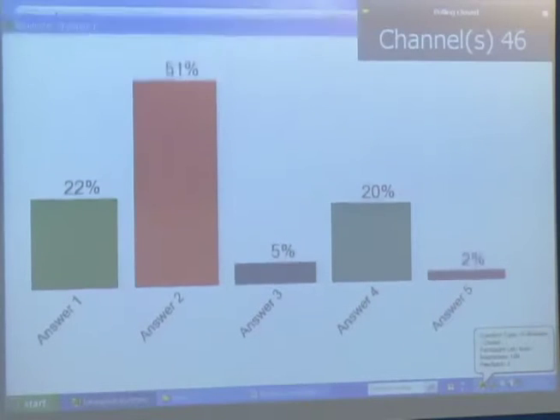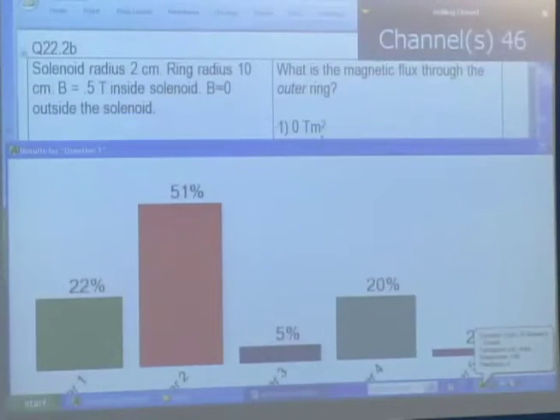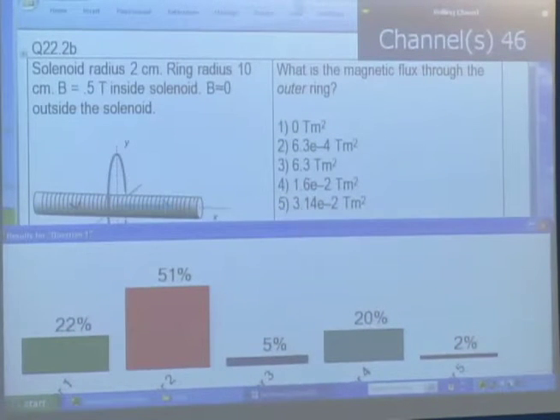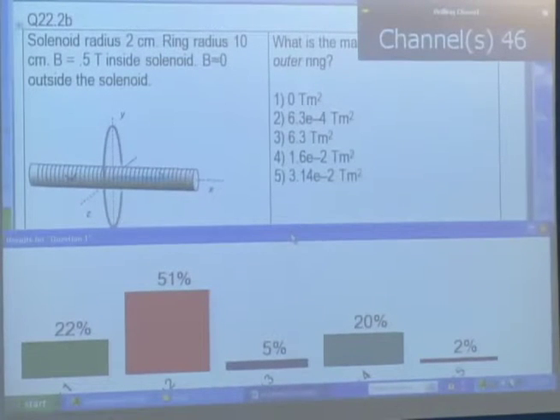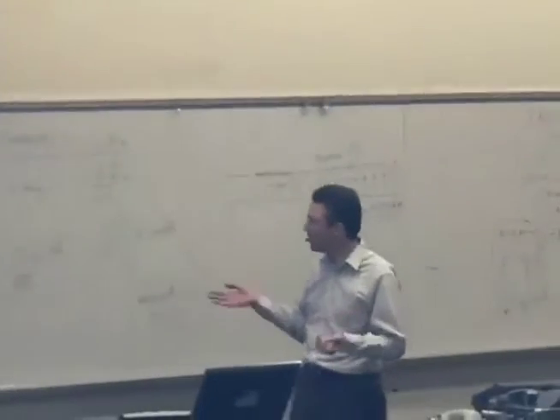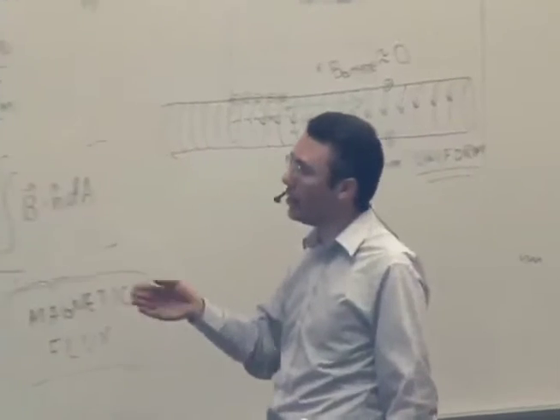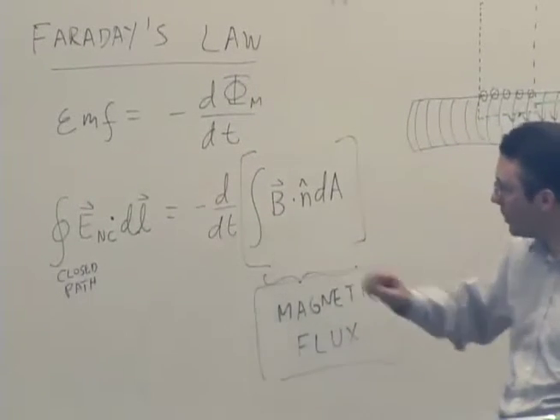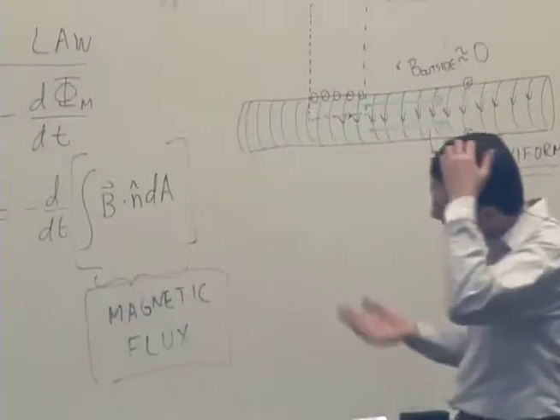Okay, so we have a bare majority saying answer number 2, although there are 2 other popular answers. One is 0, and the other one is 4. Well, first of all, we're just calculating the flux, and we're not calculating a change in flux. Now, there is a magnetic field here. If it's not changing, it isn't going to produce any EMF. In fact, the time derivative of it would be 0. But if we just want to find the flux, that's just B times the area.